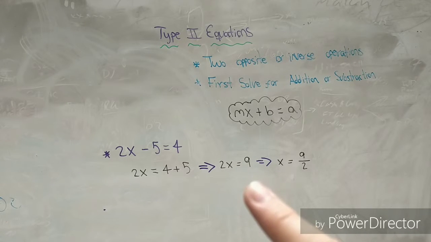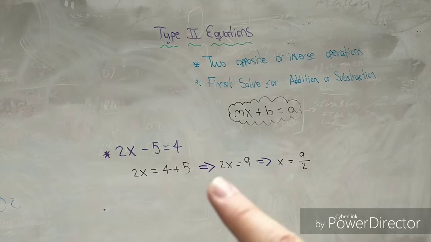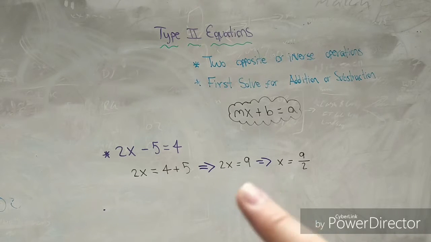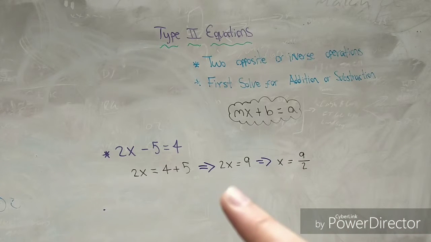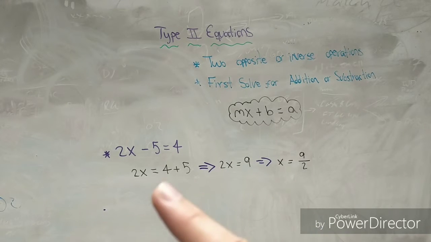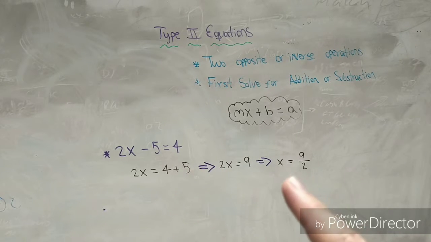And then after that, this 2 is multiplying the x. And we don't have any more addition or subtraction here. So this is the last thing we're going to do. If this 2 is multiplying the x, then we need to make it go to division. So x will be equal to 9 divided by 2. And that's our first example.